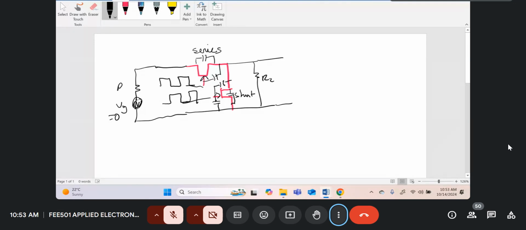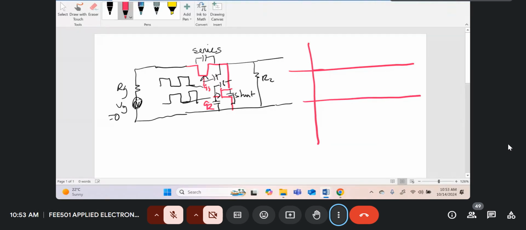So if our generator is 0, to observe the effect, let's assume this is our first gate and this is your second gate. You can draw some timing diagram over here. You can make them big. So this is the gate 1 voltage. This is your gate 2 voltage.